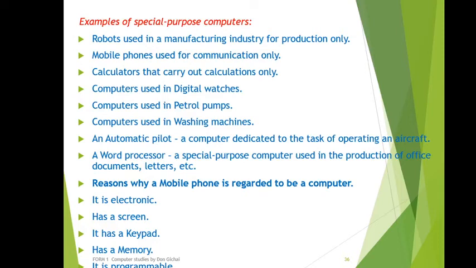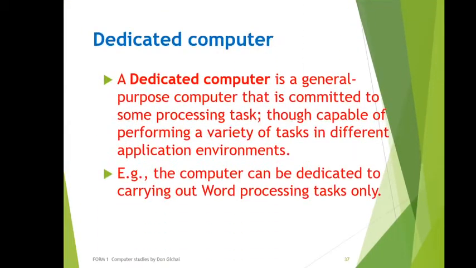Therefore, a computer used in washing machines. Look at automatic pilot, autopilot in the airplanes. Look at a robot in the industry, used in manufacturing industry. If a robot is used in car manufacturing, it cannot be used in packing sodas in Coca-Cola company. Mobile phones and calculators and others. And also we have digital watches, some of the examples.